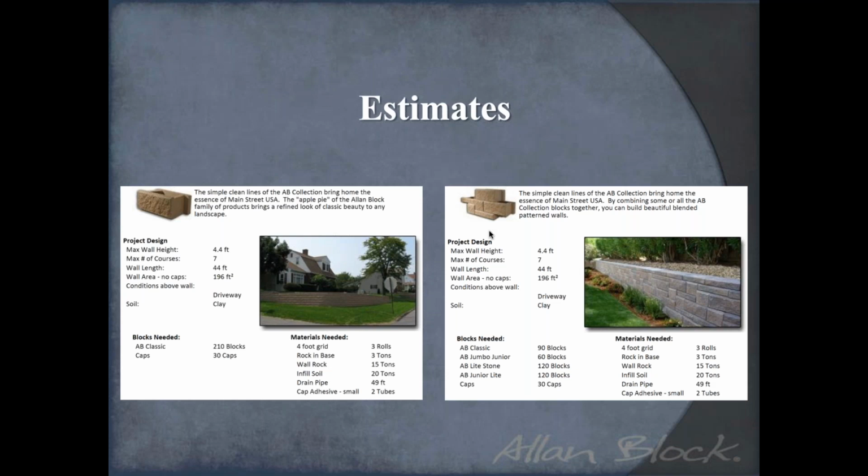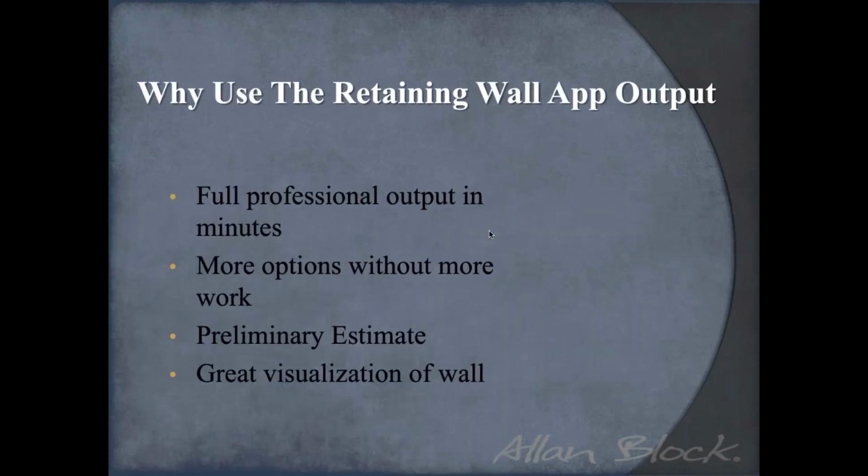And that's awesome because it's going to allow them to make the decisions on what products they're interested in. So you can show them all the different block types we have, and they actually get to choose what they want for this project. Now, some nice things about the retaining wall app is that it's going to give them that full professional output in just a few minutes. They can add more options by showing off those estimates, the different types of block estimates, all in the same packet. So it doesn't add any more work.